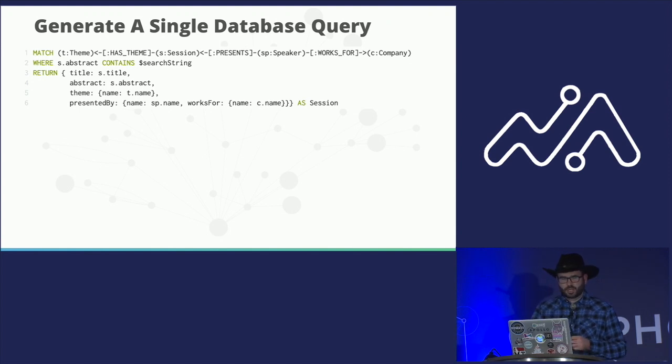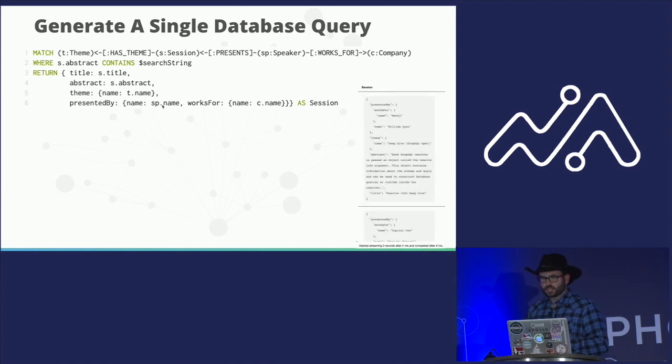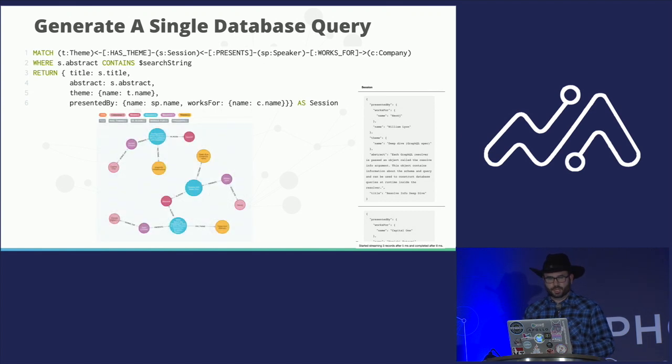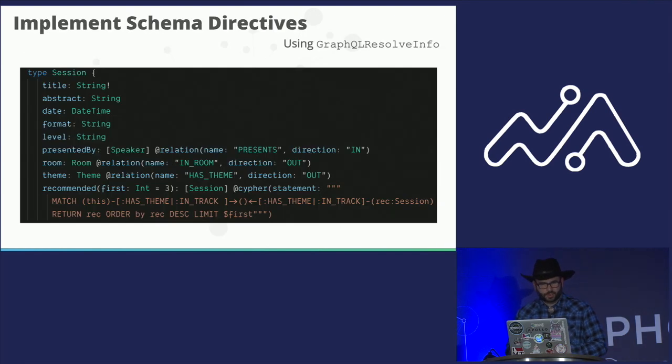But what I want to point out here is in the return, previously we were just returning the graph object we matched on. Here we're doing sort of a map projection to return only the fields that we've requested in the GraphQL query. And we get back this map, essentially, which we can just return from our root level resolver, and that handles the entire GraphQL query in one database query, which is quite nice, quite efficient. We don't have to worry about this n plus one problem. So that's finding the selection set and generating a single database query.